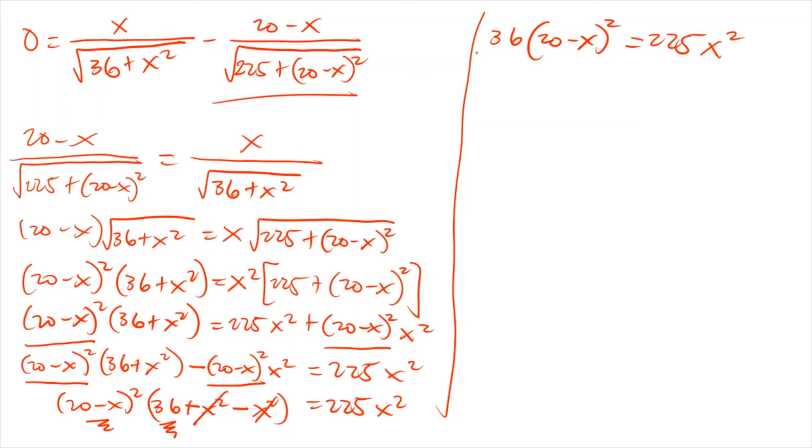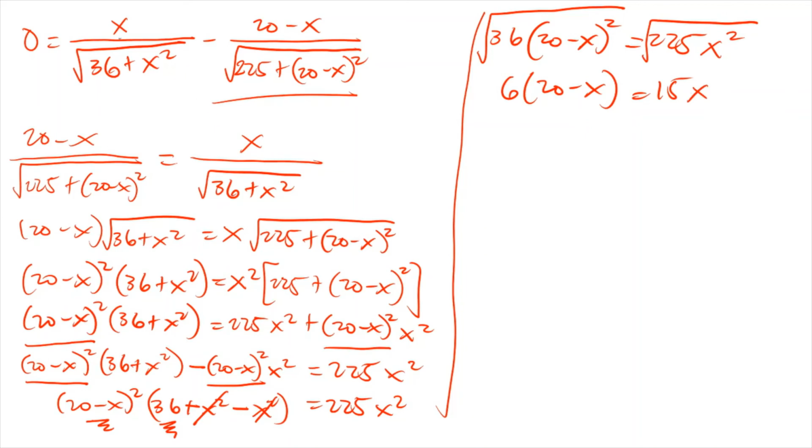Let's take the square root of both sides. Square root of 36 is 6. Square root of 20 minus x squared. So this becomes 6 times 20 minus x equals square root of 225, that's 15, times the square root of x squared, that's x.